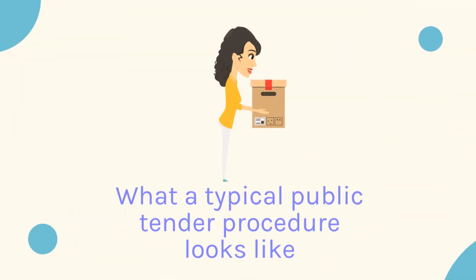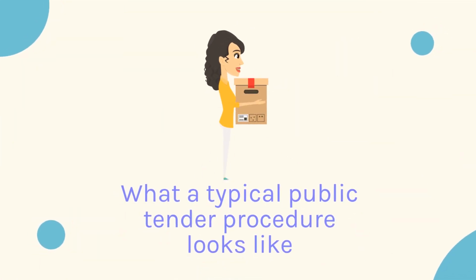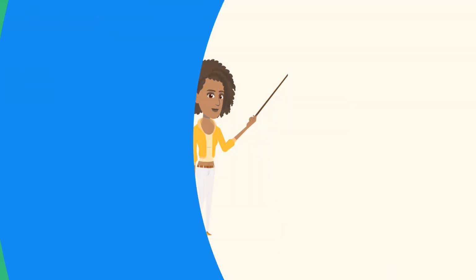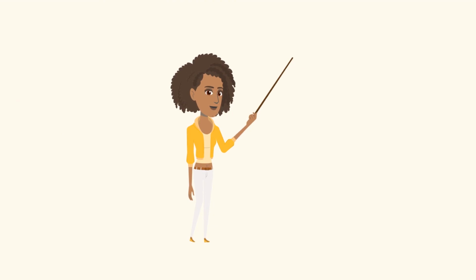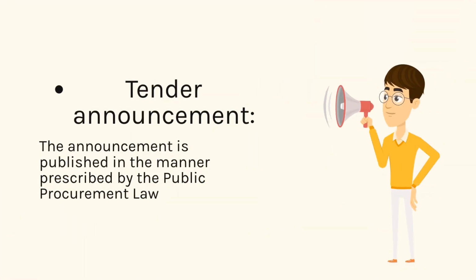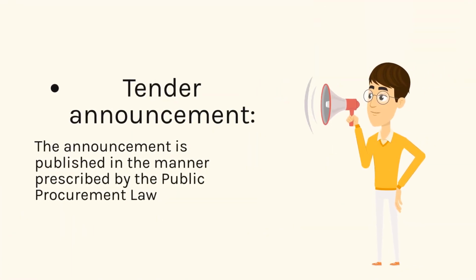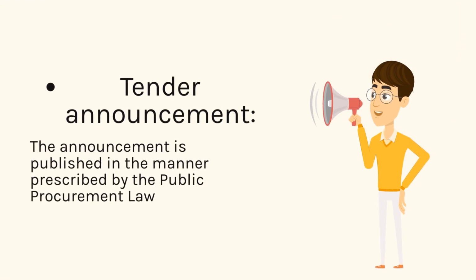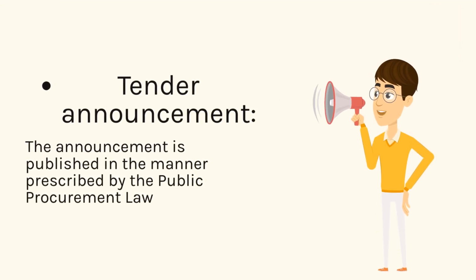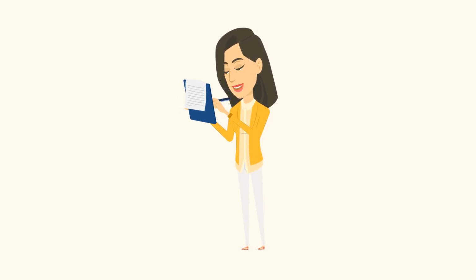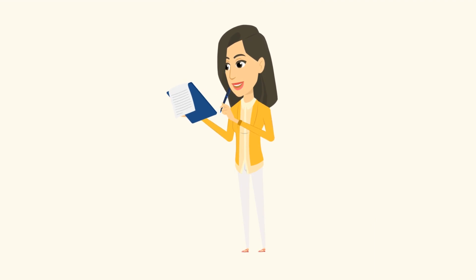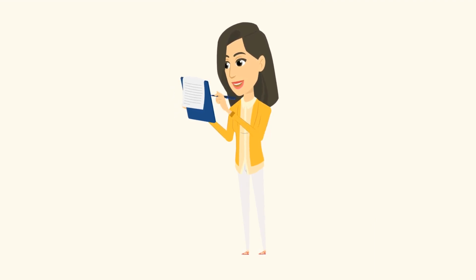What a typical public tender procedure looks like. The typical public tender procedure consists of the following stages. Tender announcement. The announcement is published in the manner prescribed by the Public Procurement Law and contains basic information about the subject of the contract, the deadline for submitting tenders, requirements for contractors, tender evaluation criteria, etc.